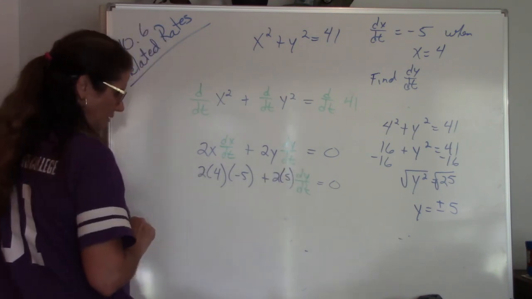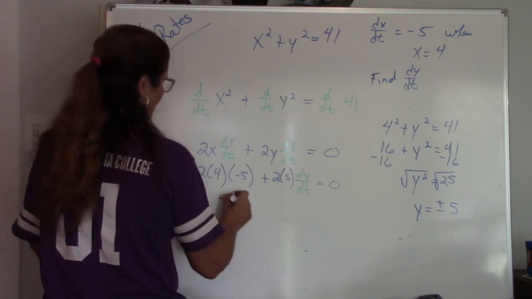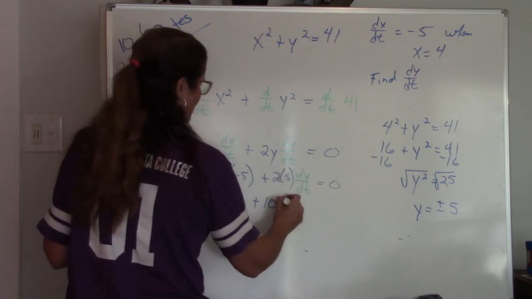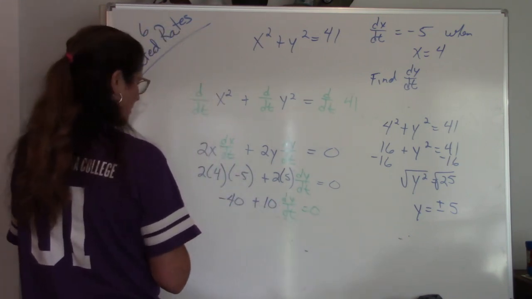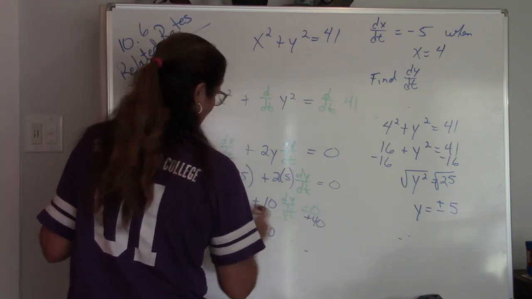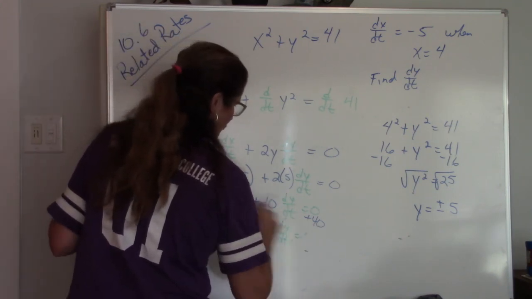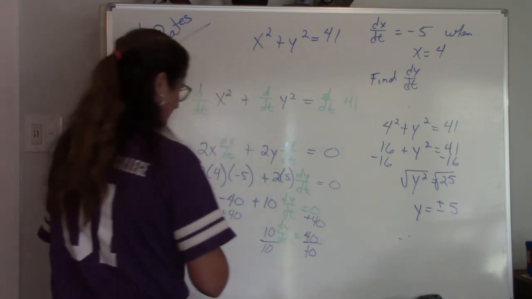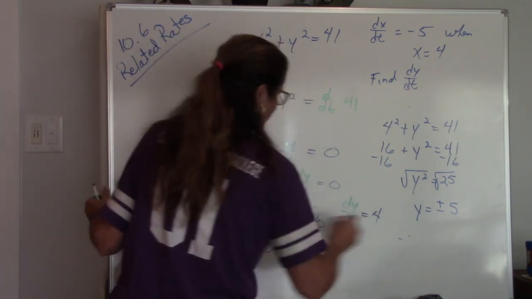Now we have dy/dt all by itself. So 2 times 4 is 8. 8 times -5 is -40. 2 times 5 is 10. Still looking for the dy/dt, equals 0. We're going to add 40 to both sides. So we have 10 dy/dt equals 40. And then I'm going to divide both sides by 10. So, excuse me, I get dy/dt equals 4.